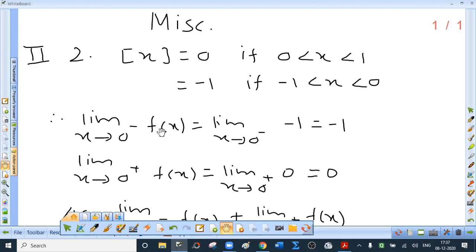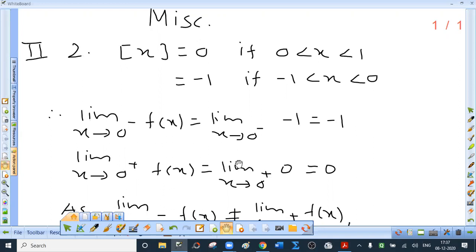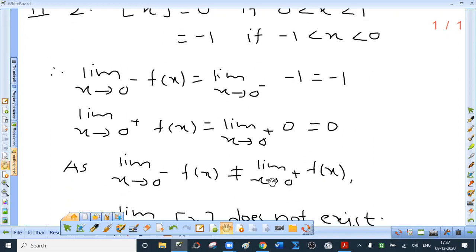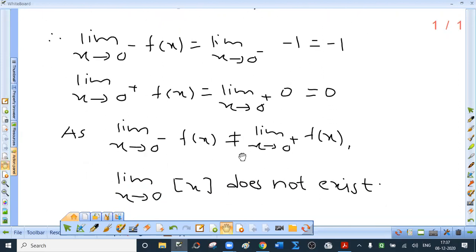Okay, and therefore limit x tends to 0 minus f(x). 0 minus means to the left of 0, and for that we have to consider which function? This one, minus 1. What is the limit of minus 1? Minus 1. Limit x tends to 0 plus f(x). 0 plus means greater than 0. So to the right of 0, but very close to 0, what is the step value? It is nothing but 0. So the right hand limit is 0. Note that the left hand limit is not the same as the right hand limit, and therefore this limit does not exist.